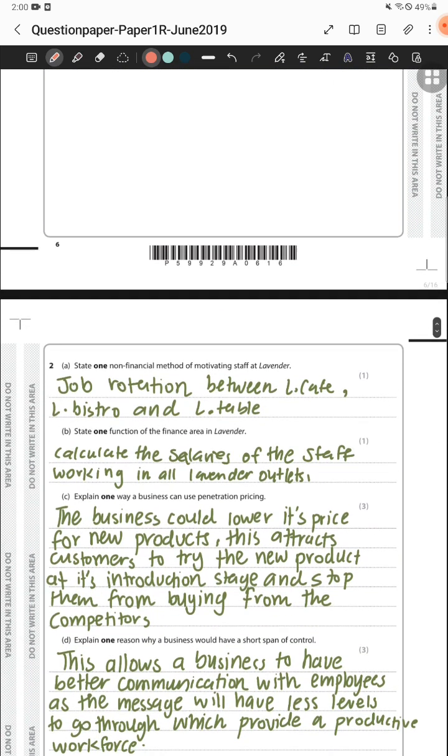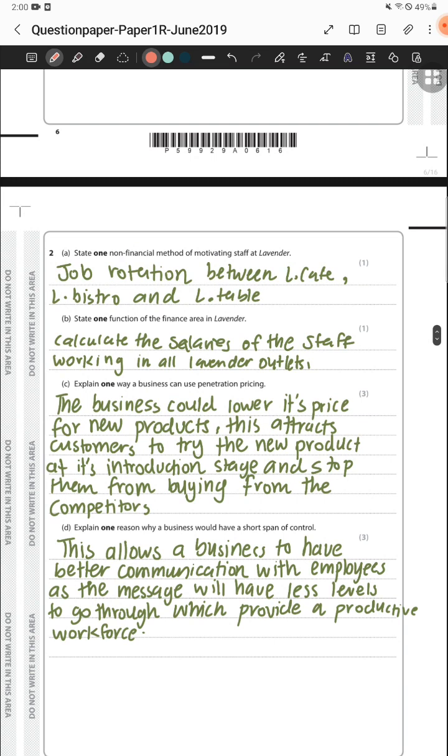Okay, now question number 2. State one non-financial method of motivating staff of Lavender. Oh, there's a lot. And again, this is a 1 mark question, so you can have any answer. But you can't go out of the options for this one, because there are a couple of options like bonus, job delegation, and this is job rotation.